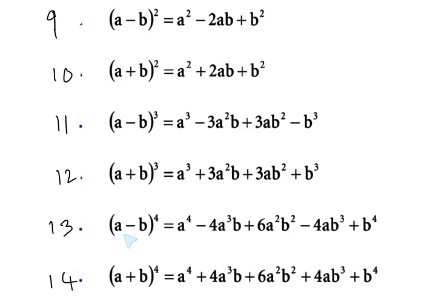A minus b whole power 4 is equal to a power 4 minus 4a cube b plus 6a square b square minus 4ab cube plus b power 4. A plus b whole power 4 equal to a power 4 plus 4a cube b plus 6a square b square plus 4ab cube plus b power 4.